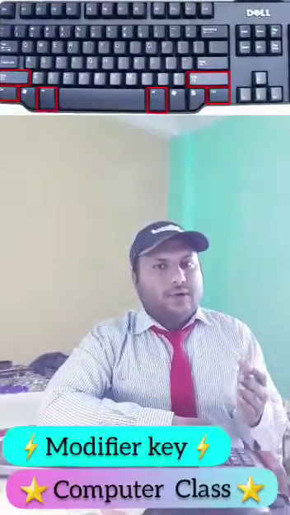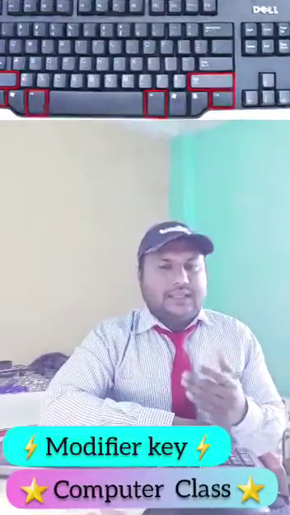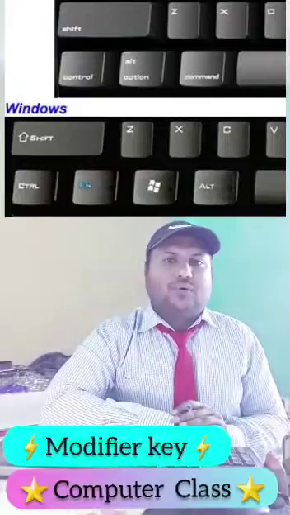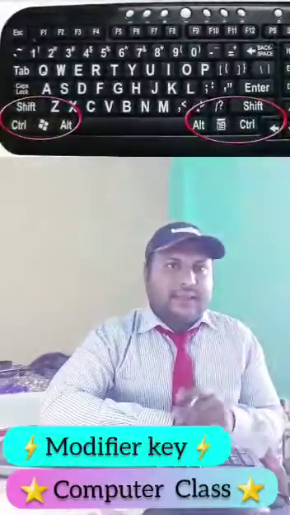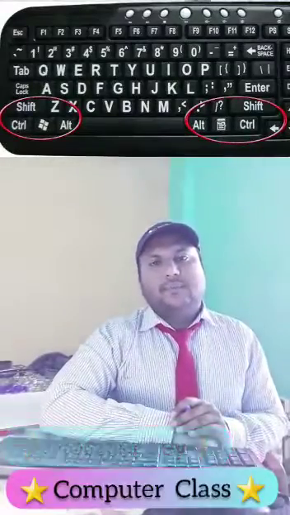Modifier key. Modifier keys modify the function of other keys. They are used in combination with other keys to change their output. For example, when we press the shift key with number key 1, we get the exclamation mark as an output.